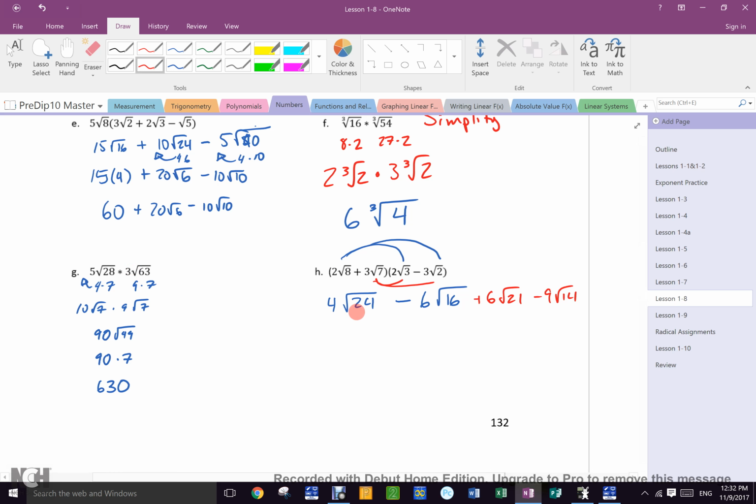Okay. So now I simplify 4 times 6, 8 root 6 minus 6 root 16. But root 16 is what? 6 times 4, plus 6 root 21, which doesn't simplify, minus 9 root 14, which doesn't simplify. So I end up with 8 root 6 plus 6 root 21 minus 9 root 14 minus 24.